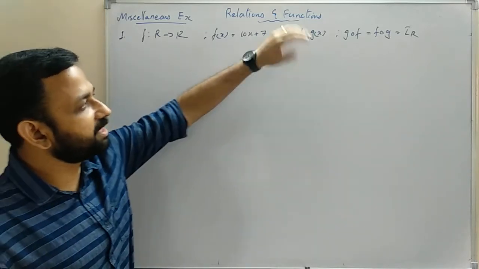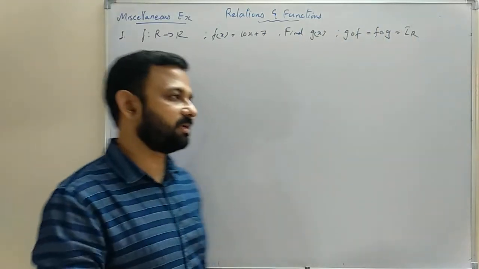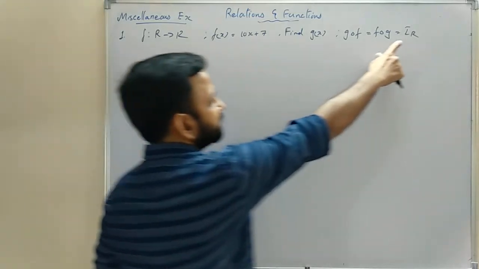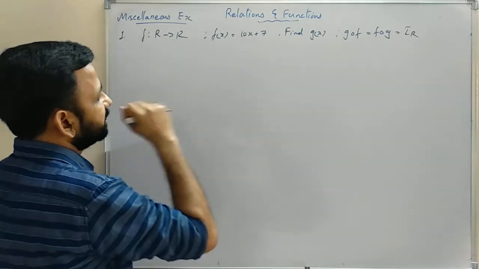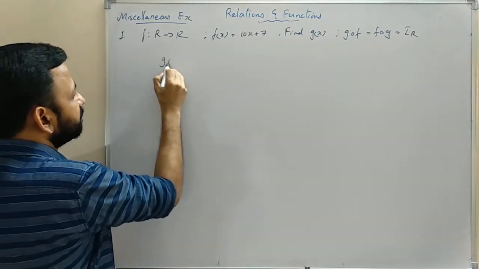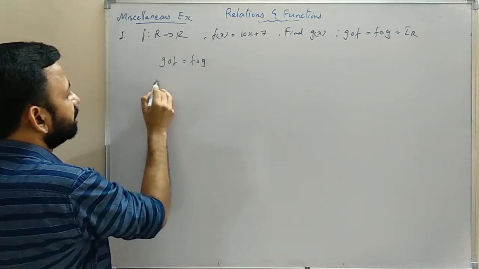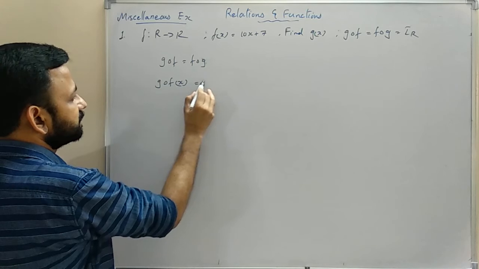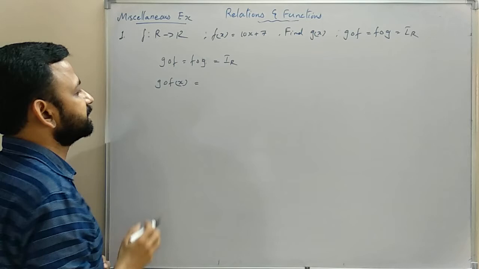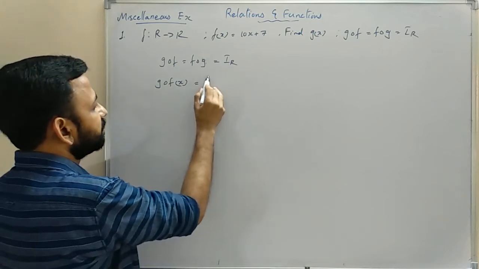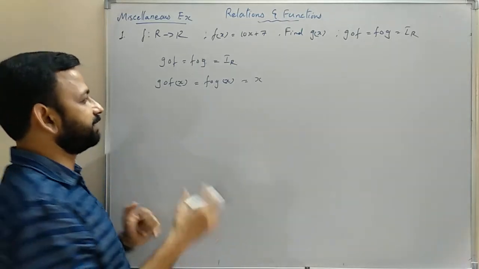We need to find g(x) if g composition f is equal to f composition g is equal to I R, the identity function from the set of real numbers to itself. So it's given g composition f is equal to f composition g is equal to the identity function. So g composition f of x is equal to f composition g of x is equal to x, the identity function.